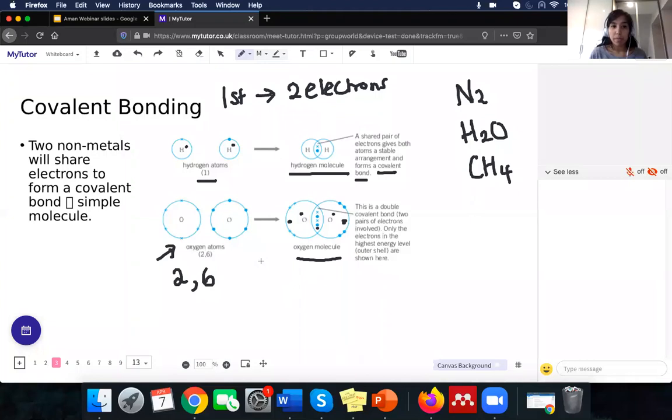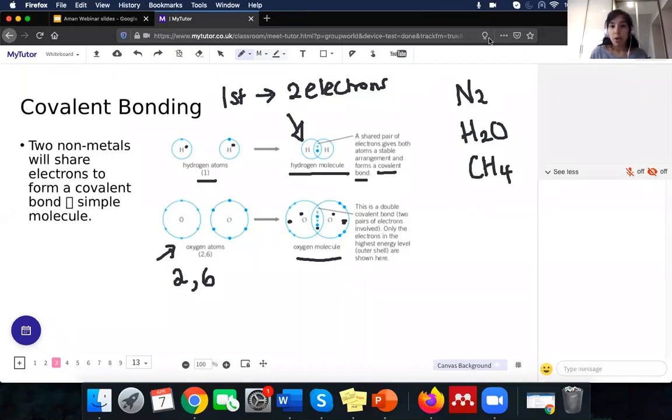So the purpose of covalent bonding is to get that full outer shell via sharing of electrons. And then if we think about what's being made, so what do we call this? This is known as a simple molecule. It's not a compound at this stage, because remember, compounds are made of more than one element. At this stage, a hydrogen molecule here is only made of one element, so therefore it's still an element, but we call it a simple molecule.